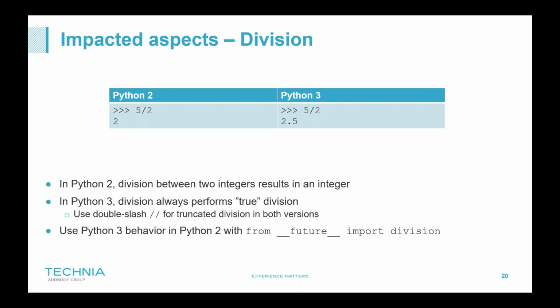Instead, it performs so-called true division. If we still want to force integer division, we simply use a double slash instead of a single slash, and this works both in Python 2 and Python 3. And to help us upgrade, we can import the division behavior into Python 2 using the future module, just as before.